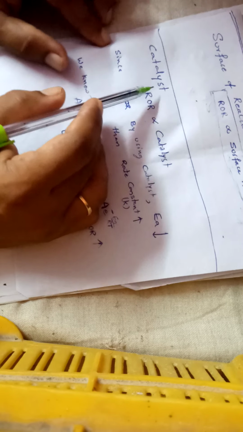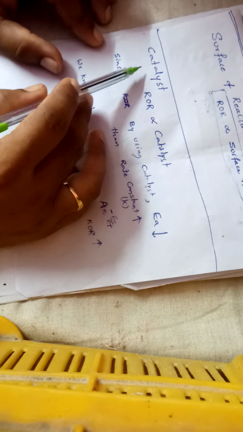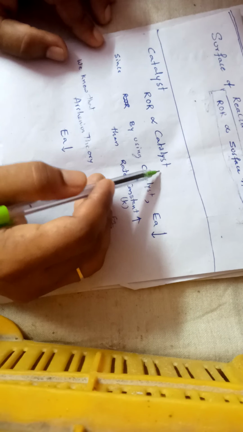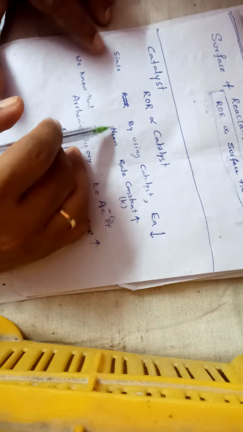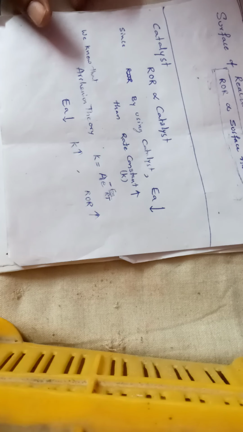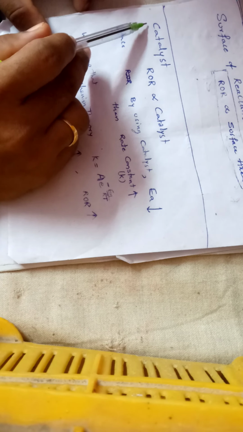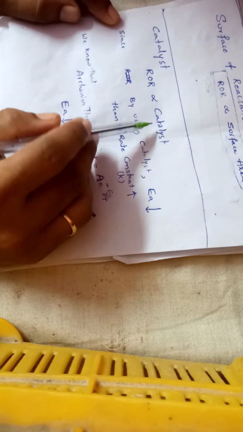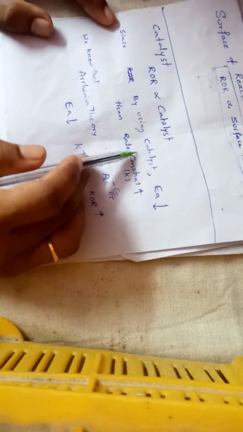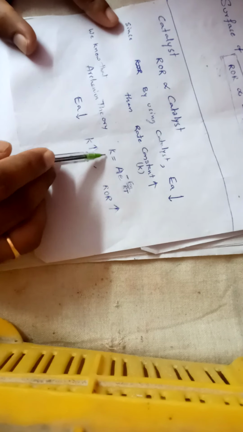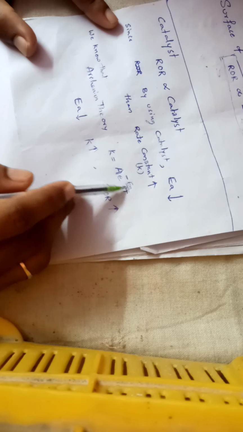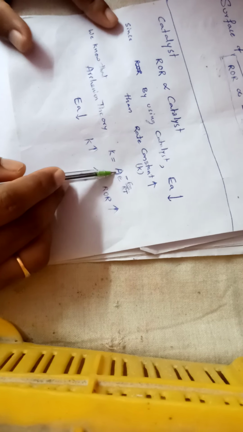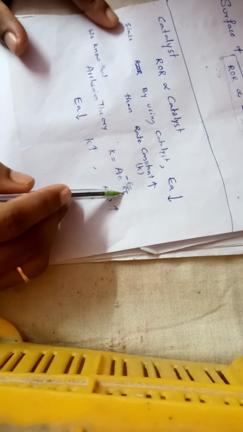Next factor is catalyst. Rate of reaction is directly proportional to the catalyst. That means we know that by using a catalyst in the reaction, the rate of reaction is very high. From the Arrhenius theory, k equals A into e power minus Ea by RT. Here Ea is the activation energy, A is the frequency factor, R is the real gas constant, and T is the temperature.